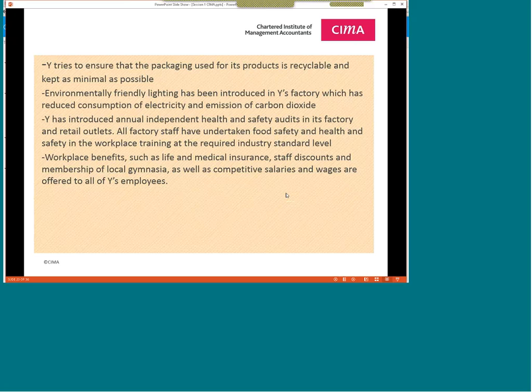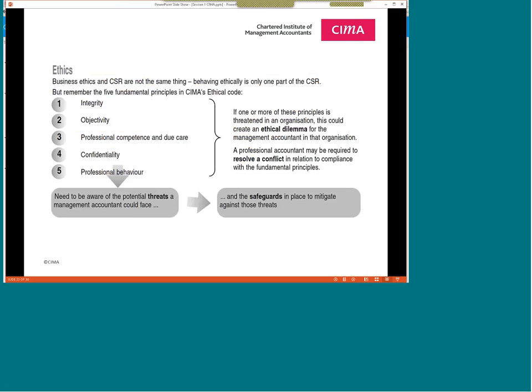And when we talk about corporate social responsibility, really related is ethics. And when you talk about ethics, what does ethics mean to you? When I say ethics, how would you define ethics? Doing good things. Doing things that are right, yeah, in general. And CIMA has an ethical code. I don't know, have you ever read the ethical code of CIMA?